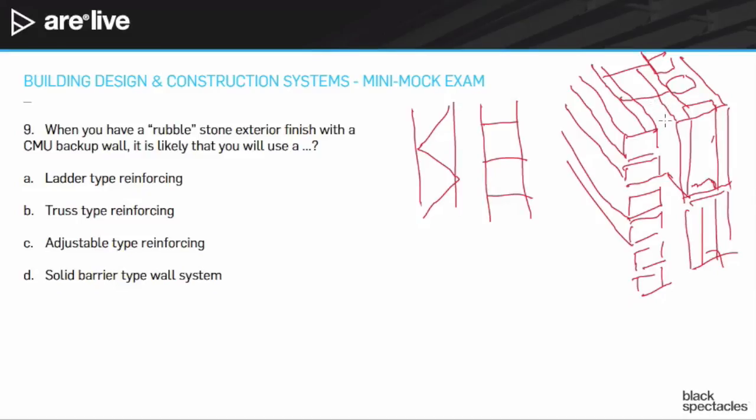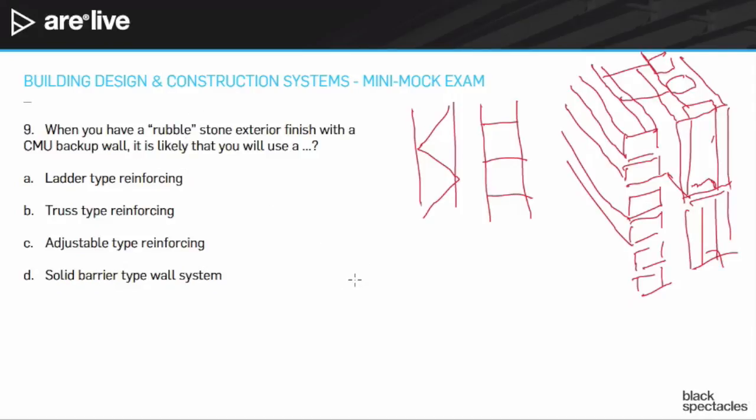So that air gap, if one moves a little differently from the other, the metal, very thin reinforcing will have a little bit of give to it, so that it can reinforce the wall. Maybe I do it every 2 CMU courses, maybe I do it every course, maybe I do it every 3, depending on what the loads are like. But it allows for a little bit of movement. But the question is about a rubble exterior.